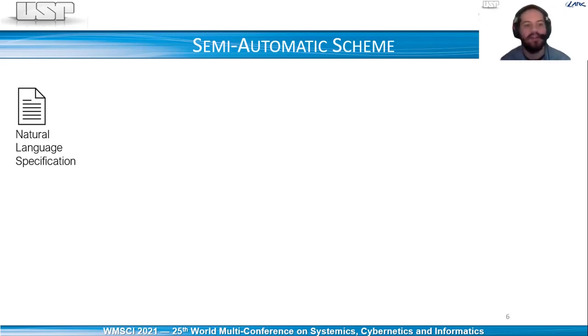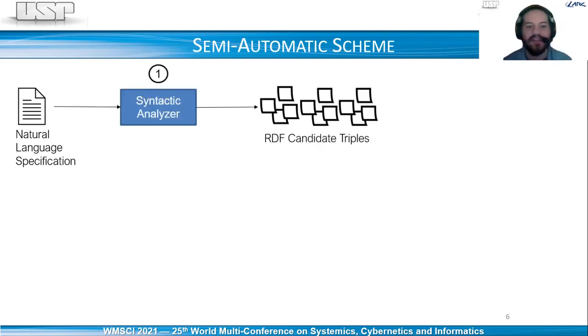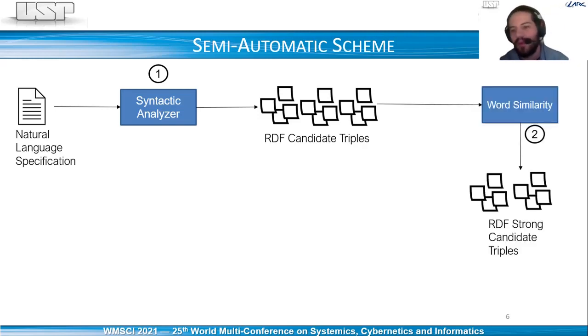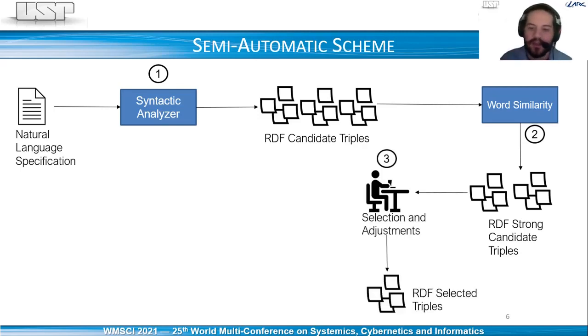So we have the text in Brazilian Portuguese, a natural language specification that will be parsed by the syntactic analyzer. With syntactic analysis and some rules, this model will transform this text into RDF candidate triples. These candidate triples will be passed to the word similarity model. This model will calculate the similarity between the object and subject of each triple. Then human intervention is necessary.